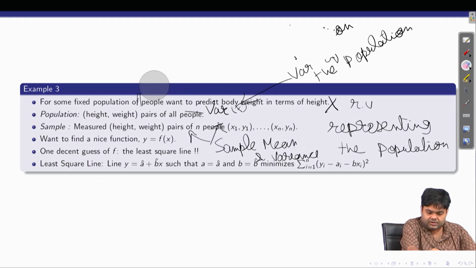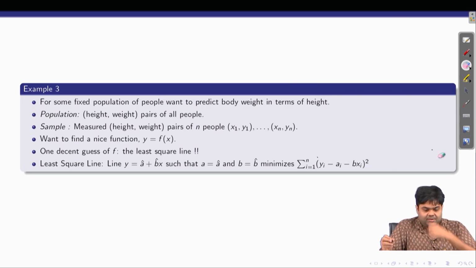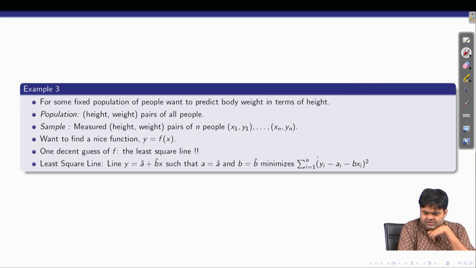Another thing, we were discussing this height weight thing. Another problem that is also important is, for some fixed population, as we saw, let us say people want to predict the body weight in terms of height. So, here the population is, as we discussed already, all height weight pairs of all people, and then you choose a sample of n people, x1, x2, xn. Now we are denoting this by y is our weight and x is our height.